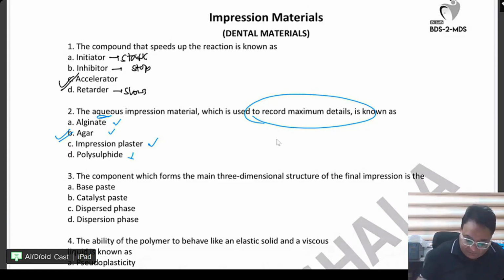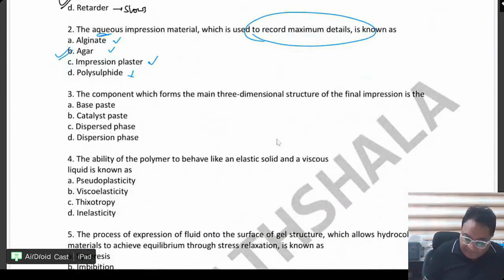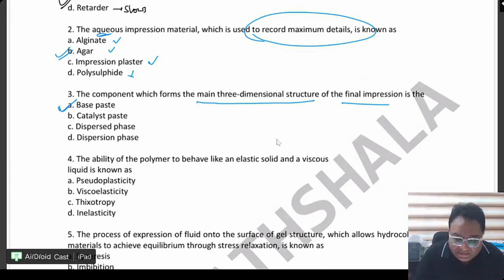In aqueous medium. The component which forms the main three-dimensional structure of the final impression is base-based. Dr. Nikita, please tell me from where did you read this? Main three-dimensional structure of the final impression. I want to know the source, which notes, please tell.